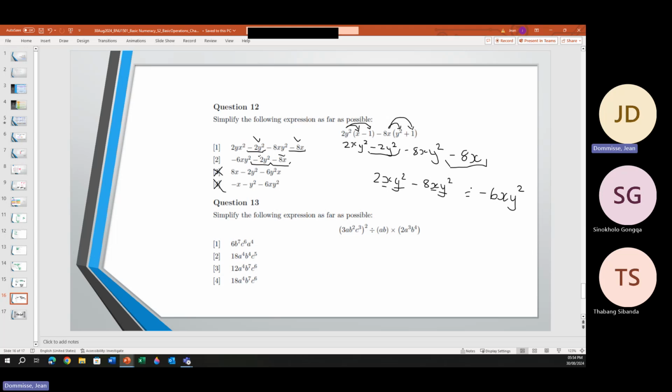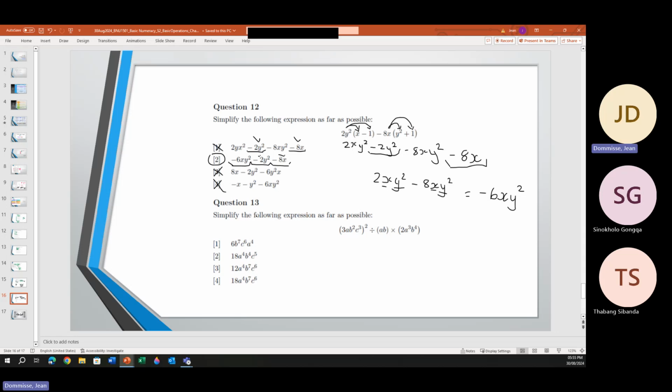Okay, so let's look for that. So, oh, okay, this one is not like that. Minus 6xy to the power of 2. There we have it. So option 2 is the one that I'm looking for. So again, nearly following a bit of a process where we can get to that final answer.